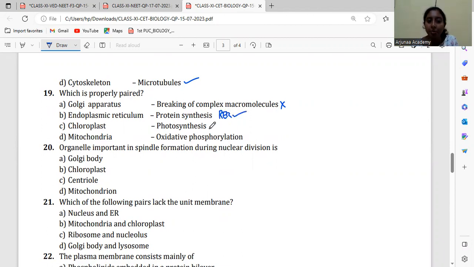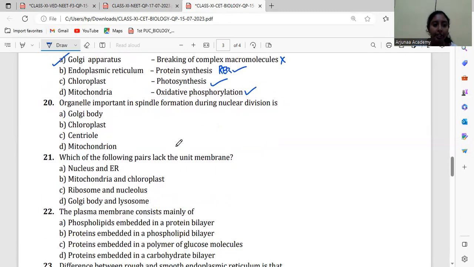Then chloroplast helps in photosynthesis. This is also a correct match. So chloroplast contains chlorophyll and that helps in photosynthesis. Mitochondria helps in oxidative phosphorylation, which we had seen just now. Right? So the question has to be which is not. So your 'not' is missing. If the question is like which is not properly matched, then A will be the answer.